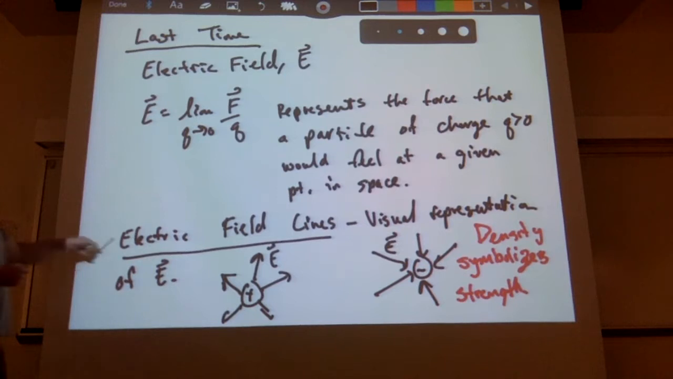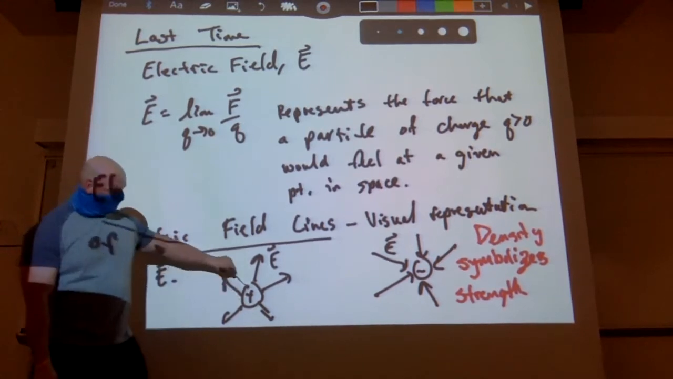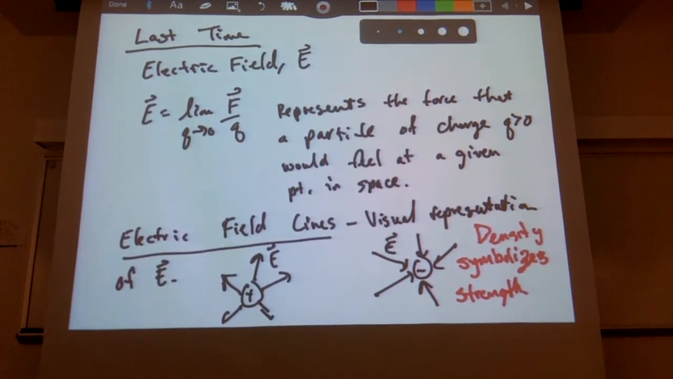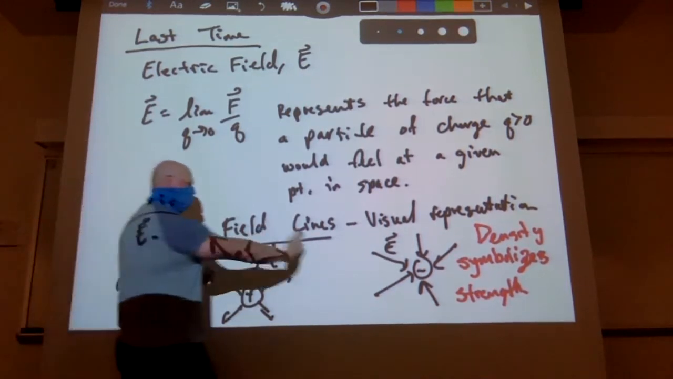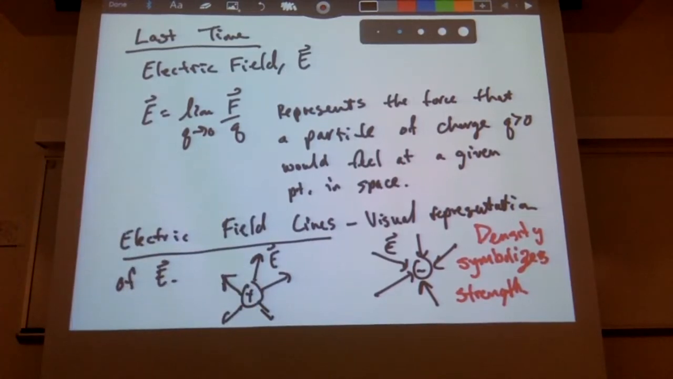We also introduced the idea of electric field lines, which are simply a visual representation of what the electric field would look like. What we said was that positive charges act as sources of electric fields, so electric fields have to start off on positive charges and then radiate away from there. In the absence of another charge, electric field lines always move in straight lines.